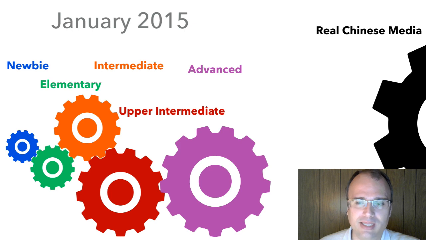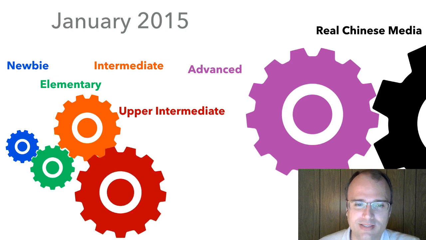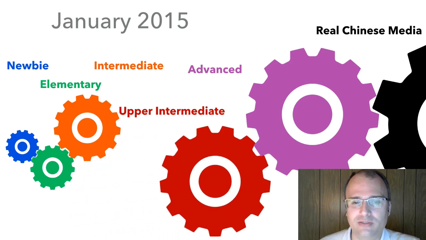You look at this machine, and that leaves us with a problem here. What is it? There's a huge gap between advanced and real Chinese media, and so people start complaining ChinesePod is too easy. Well, of course it's too easy if the hardest level is missing, but instead of replacing that level, they moved the goalpost. Advanced moved upward to become harder. Well, that created another problem. Can you see what that is? Yeah, upper intermediate is now too easy, so it had to be moved up as well. Uh-oh, new problem.